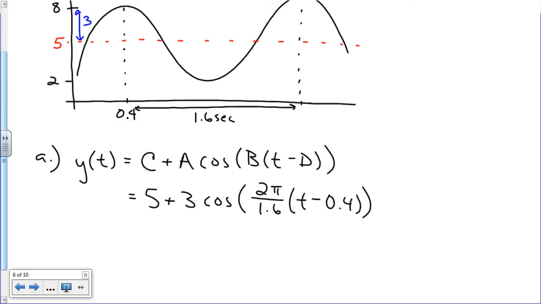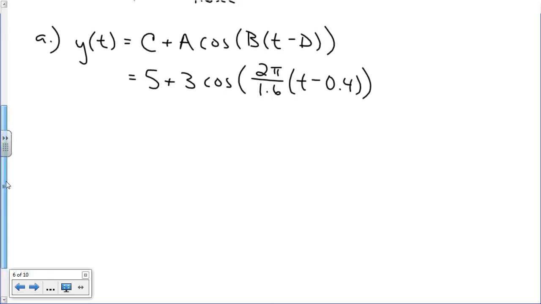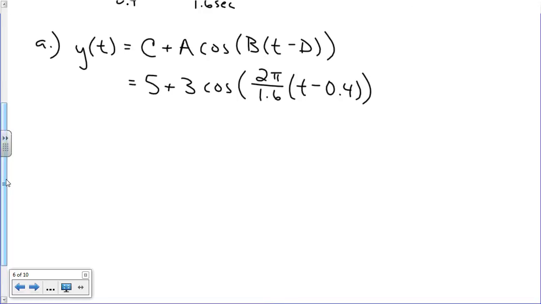So there is our sinusoidal equation. As far as the value of b is concerned, I'd leave that as 2 pi over 1.6. It's nice to write it in that form because if it's 2 pi divided by some number, the number you're dividing by is the period. So I'd leave it in that form. Don't try to simplify it. All right, for part B now, it says to write an equation for the derivative, y prime. So now that we have y, we should be able to find the derivative of it.